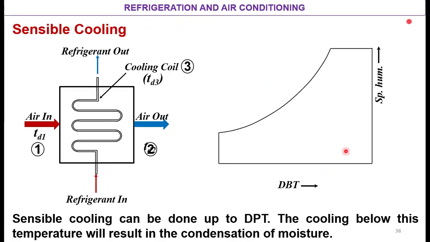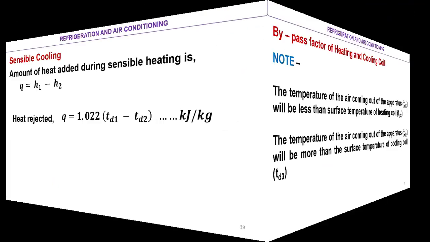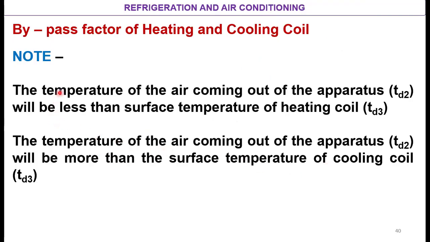But whereas in the cooling process, the temperature at point 2 is greater than the temperature at point 3. In the sensible cooling process, temperature at point 2 is greater than temperature at point 3. So that is what is mentioned here. The temperature of air coming out of the apparatus, that is TD2, will be less than the surface temperature of the heating coil. Whereas in case of the cooling coil, the opposite is true. The temperature of the air coming out of the apparatus will be more than the surface temperature of the cooling coil.